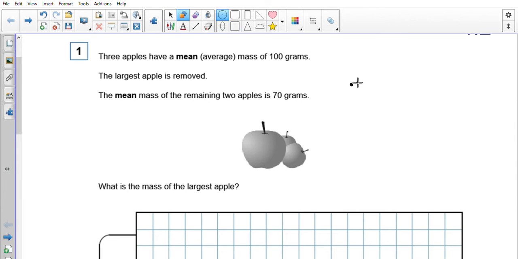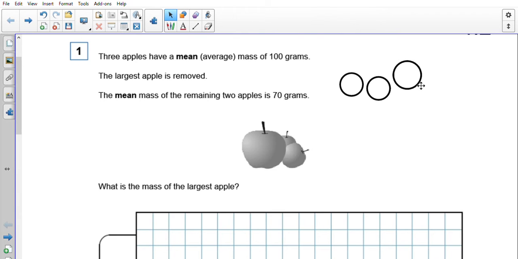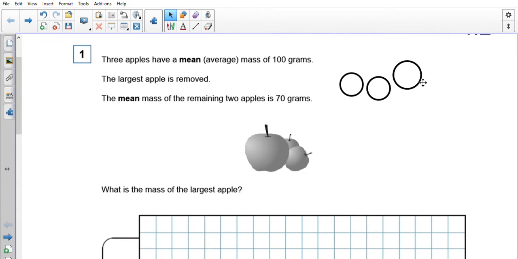Okay, so we have here 3 apples have a mean average mass of 100 grams. So I'm going to give myself 3 apples. 1, 2, 3. We don't know how heavy each apple is. We don't know the mass of each apple, but we know that on average they're 100 grams. And if I have 3 of them, that means I can say, well, if they were all the average mass, they would all be 100 grams.